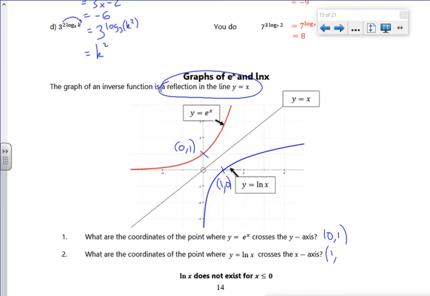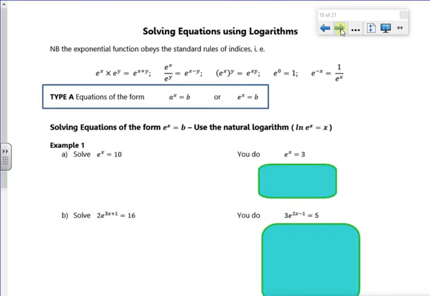And that has to do with the reflection in the line y equals x. If you look, these have swapped. And that's quite important for next year when we're dealing with inverses, that the coordinates switch around. So it's getting you ready for next year now, really. So we have our powers, they all stay the same, what we've done before.